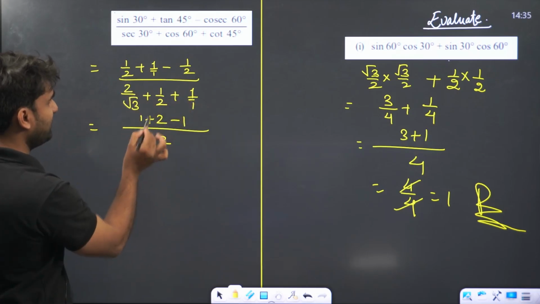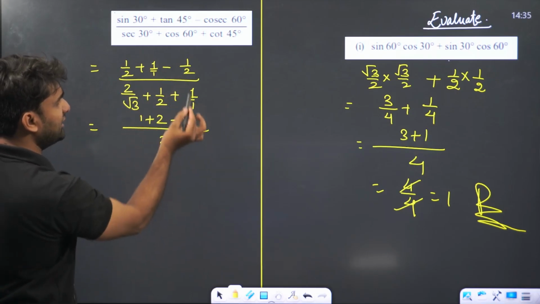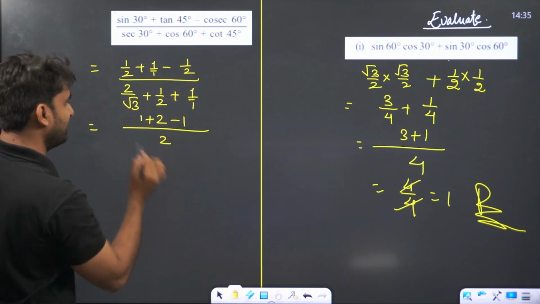2 was LCM. 2 is there, so 1 will remain as it is. This is 1, so 2 will go in multiplication. This is 2, LCM is also 2, so 1 will remain as it is.